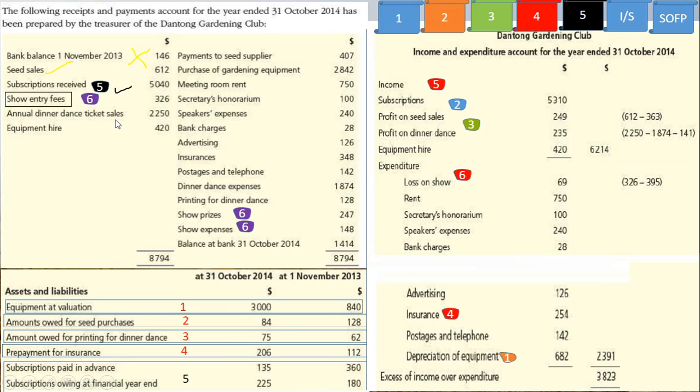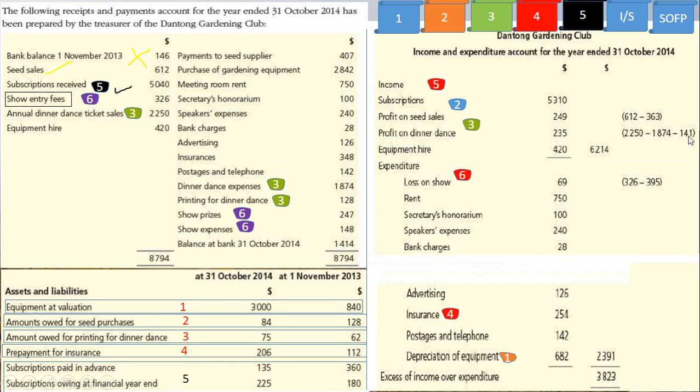Everyone understood? So annual dinner dance ticket. So this was dinner dance ticket. Ticket was related to our number 3. So it was related to all these 3. So these 3 numbers here we have shown it. You can see your 3 is 2255. That's your 2250 is your receipt. 2250 minus 1874 is your dinner dance expenses, minus 141 is your printing expenses.